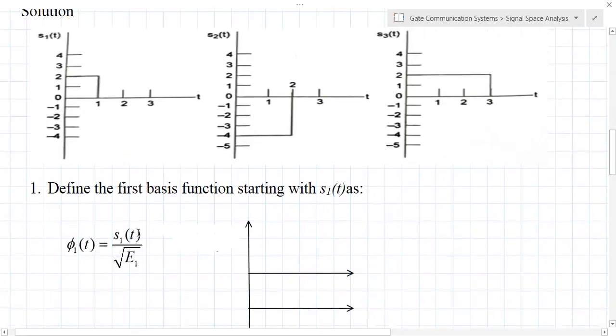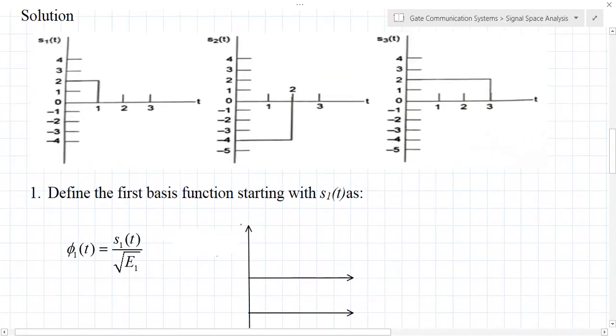So S1 of t is given in the question, that S1 of t is a signal which exists from 0 to 1 and the amplitude is 2. So this is a signal S1 of t and the amplitude is 2. Okay. Now we need to find phi 1 of t.